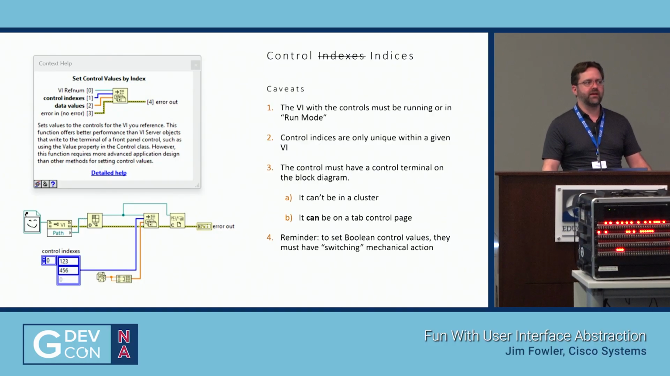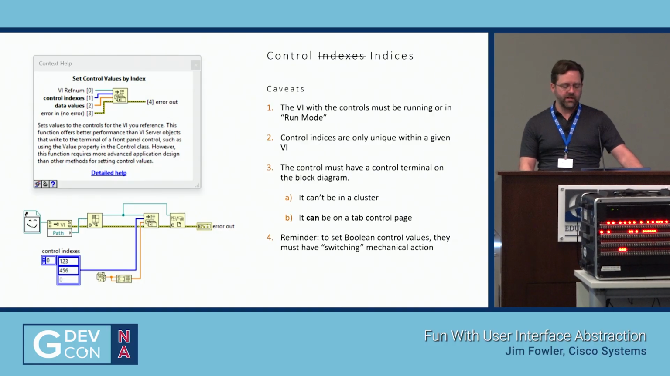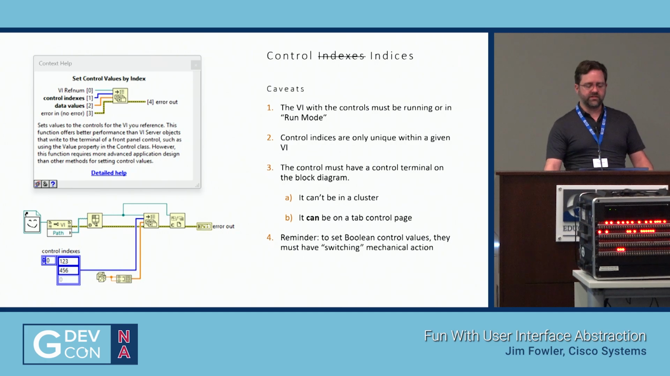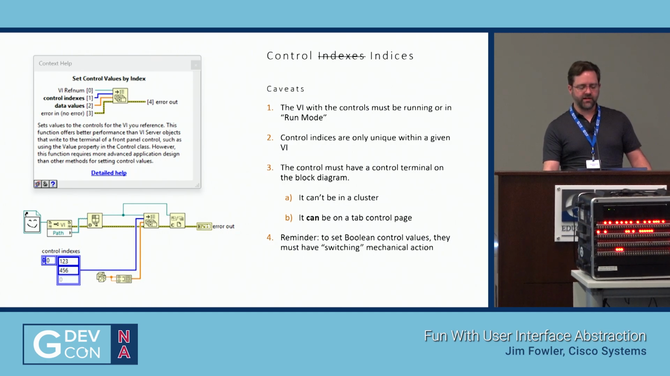So in other words, if you have a control or indicator in a cluster, you can't update it this way because it doesn't have a terminal on the block diagram. However, following that logic, a control or indicator can be updated on a tab control because it has a respective terminal on the block diagram. And as a reminder, and this is true with any way to update things, if you set Boolean control values, they have to be in switching mechanical action. Boolean controls, not indicators.